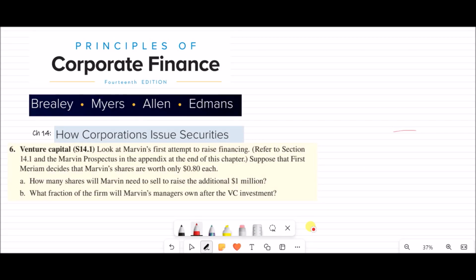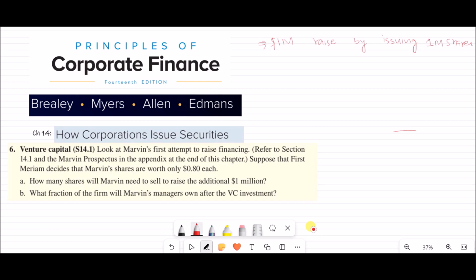Question number 6. Look at Marvin's first attempt to raise financing. Refer to section 14.1 and the Marvin prospectus in the appendix at the end of this chapter. So we know from the chapter that in the first attempt, Marvin tries to raise $1 million by issuing 1 million shares. So let's look into these questions. What is the new information available here?